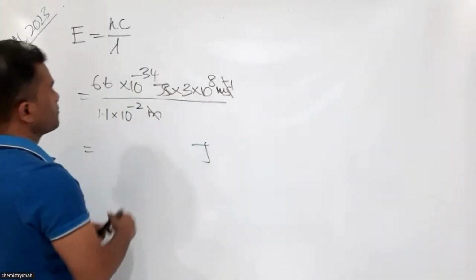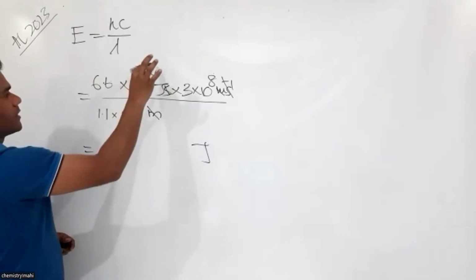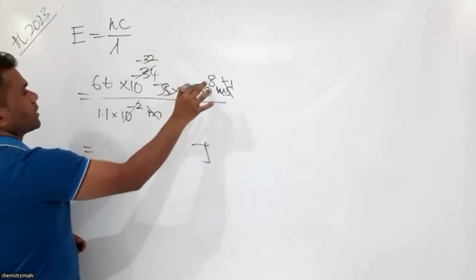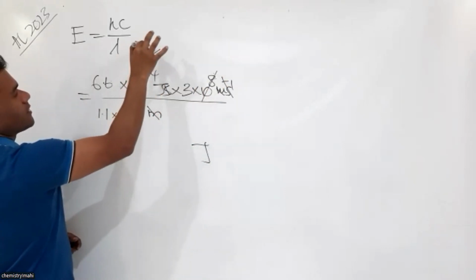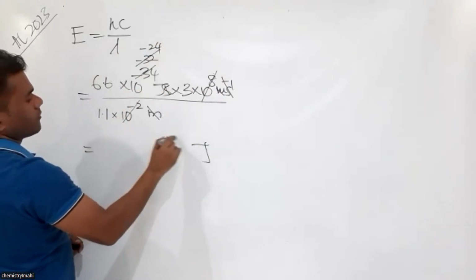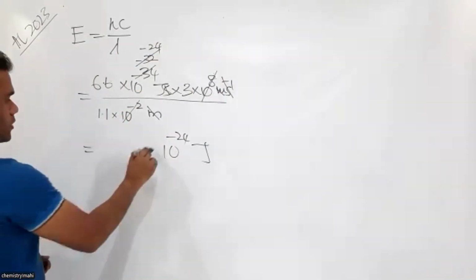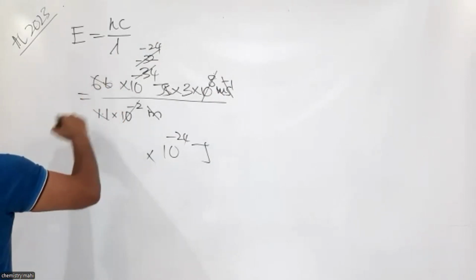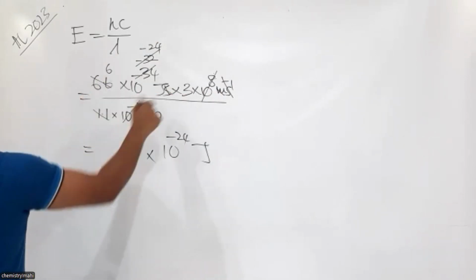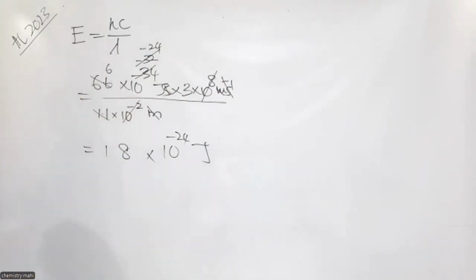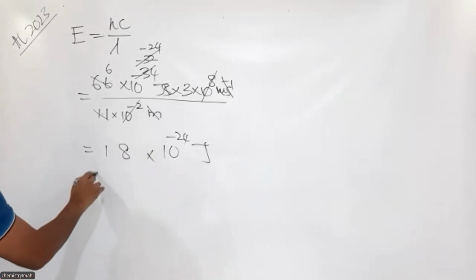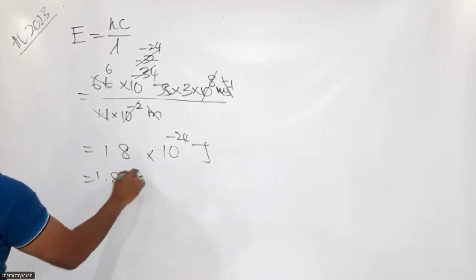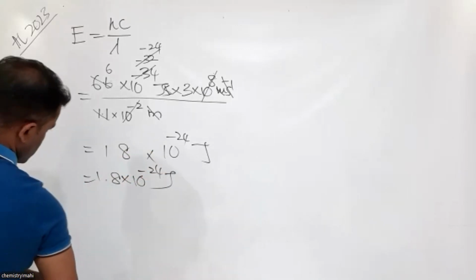Then we simplify the 10 to the powers. Then 10 to the power of minus 2 cancels with this minus 32, 10 to the power of 8 cancels with this minus 24, and we end up with 10 to the power of minus 24. But once I simplify this, a 1.1, 6.6, it's exactly 6. 6 into 3, it's 18. 18, 10 to the power of minus 24. In other words, 1.8, 10 to the power of minus 24 joule.